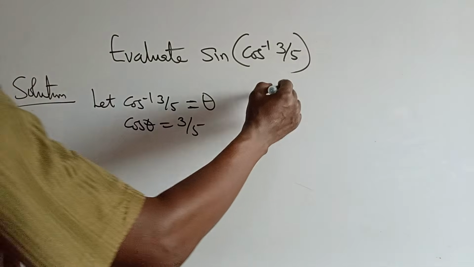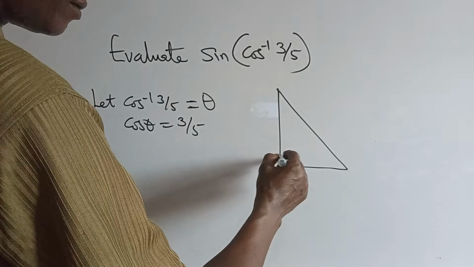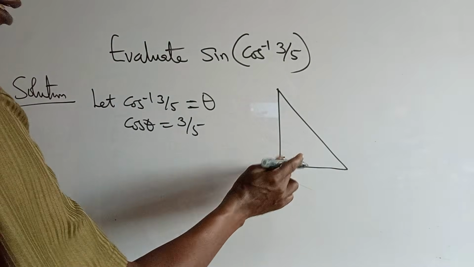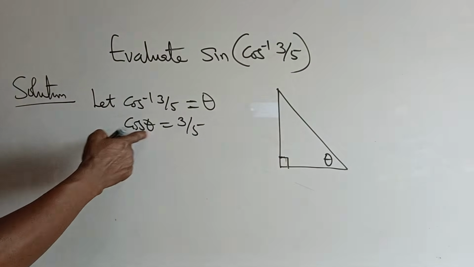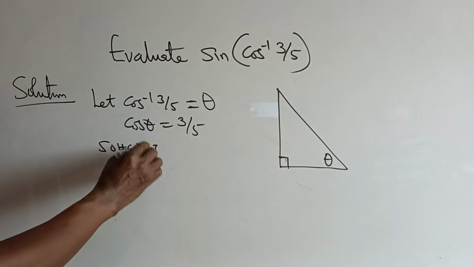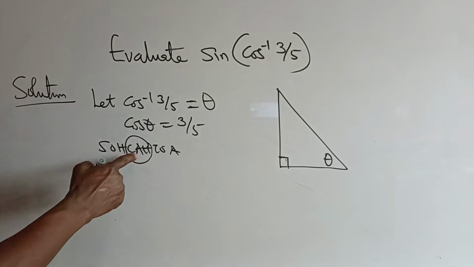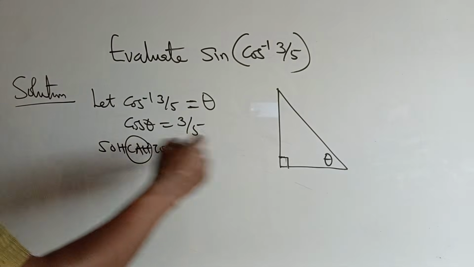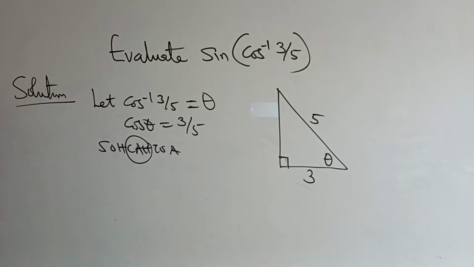Now, using our knowledge of right angle triangle, let's put our theta here. Using cos theta, that is from SOHCAHTOA. Cos theta is adjacent over hypotenuse. Our adjacent is 3. Our hypotenuse is always the longest side. The opposite is the side facing your theta.